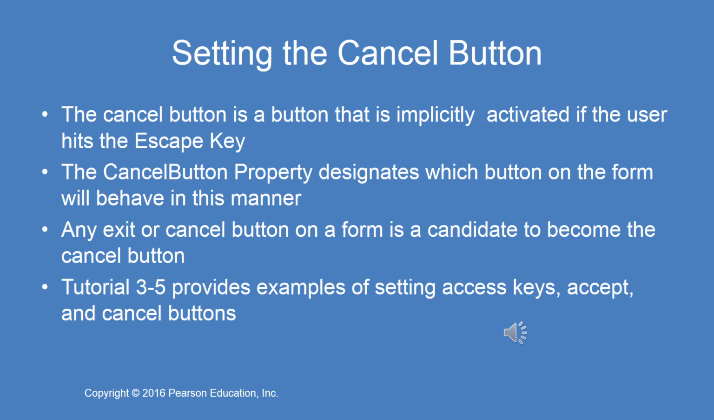Conversely, we have the cancel button property. Cancel button is a button that is activated if the user hits the escape key. Any exit or cancel button in a form is a very good candidate to become the cancel button. Tutorial 3-5 provides examples of setting access keys, accept, and cancel buttons. And I'm going to ask you to complete tutorial 3-5, and I will put a video of 3-5 running in the timeline.